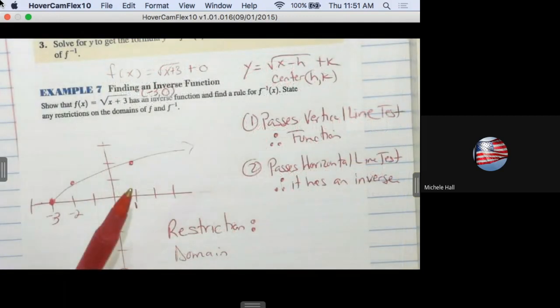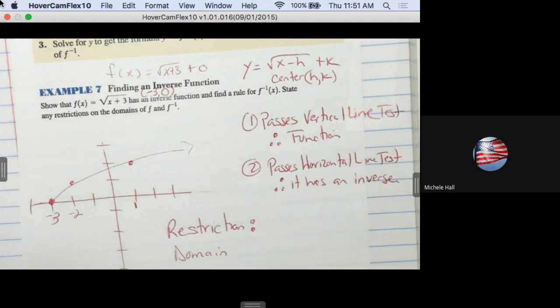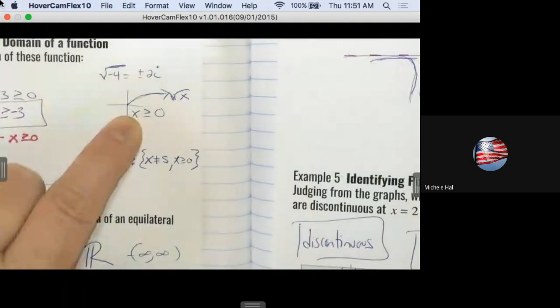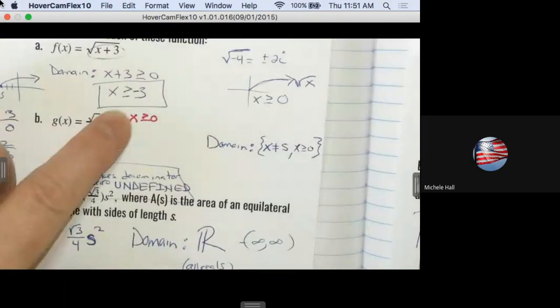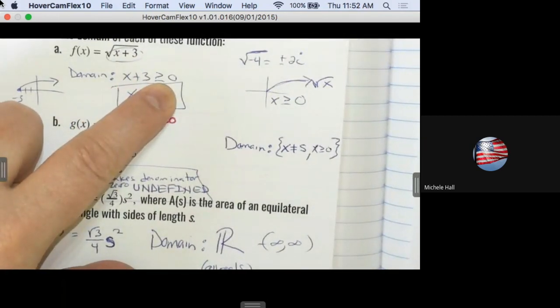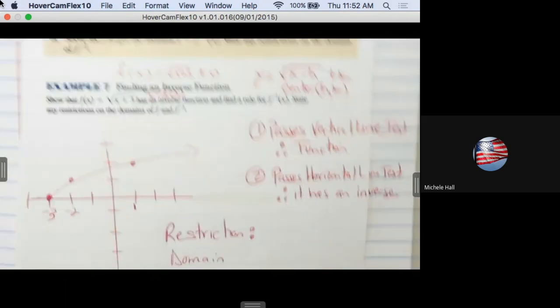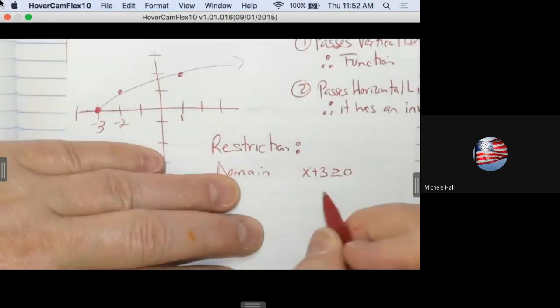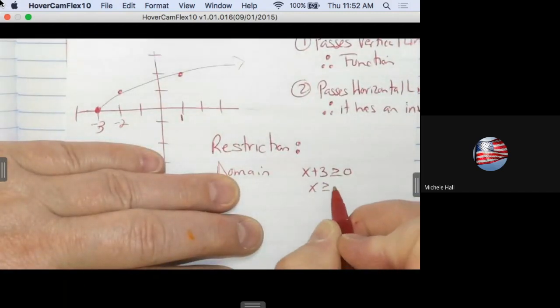1.2, example A is a square root. How did we find the domain of that? Correct, because the original is at 0. So we take whatever's under the radicand and set it greater than or equal to 0, and then we solve, and we know what the restriction has to be. So we take x plus 3 is greater than or equal to 0. We get x is greater than or equal to -3.